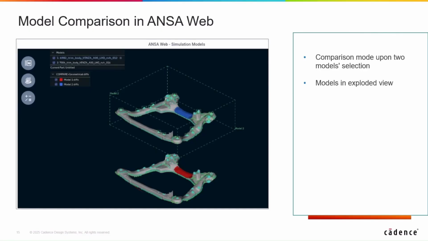The models are presented in exploded view, which helps clarify structural differences by separating the components visually. Geometrical differences between the two models are highlighted automatically, allowing users to identify modifications quickly and understand their impact. This streamlined workflow supports faster review cycles and more confident validation of design changes.